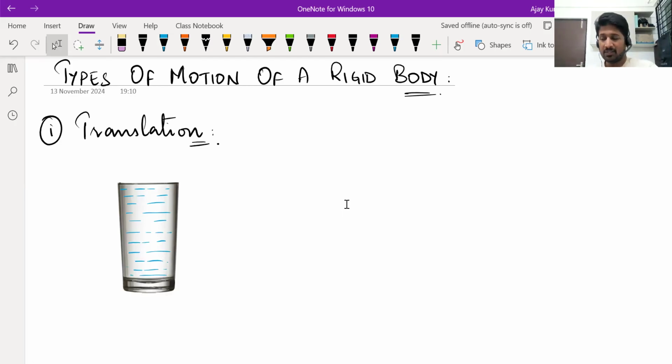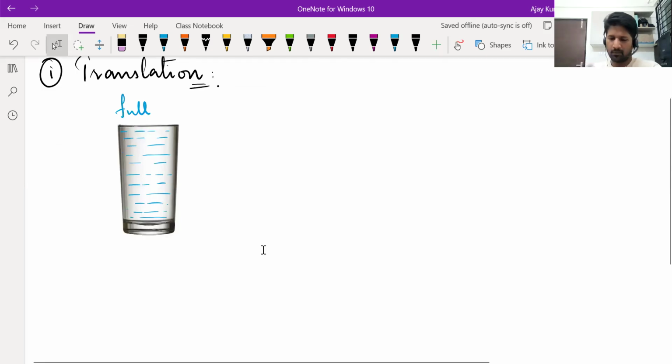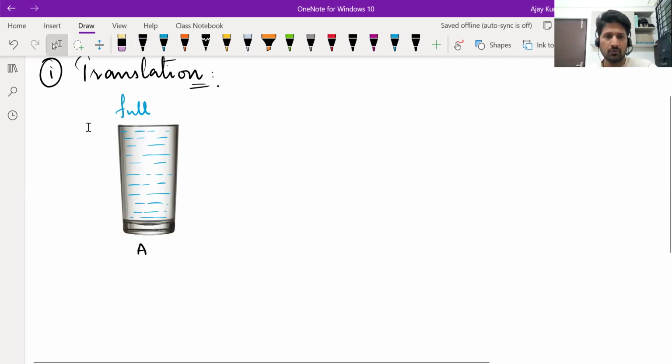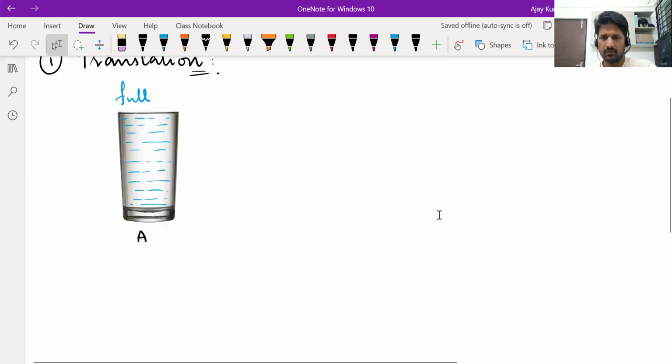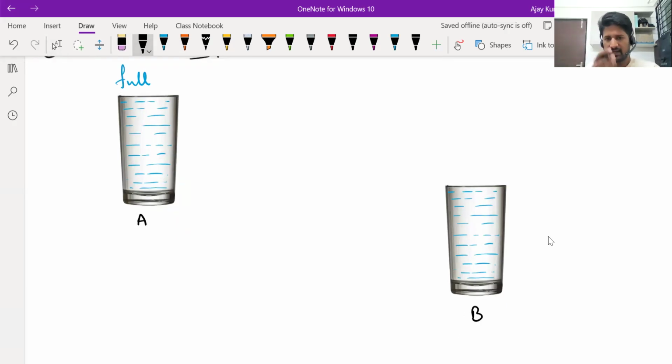Fine. But suppose the glass is full and you have to take it from one place to another without spilling water. Let's say you have to take it from this position to some new position. I'll show you the new position also. Let's say it has to be shifted from one place to another. Maybe like this. You all imagine carrying this glass of water from A to B.